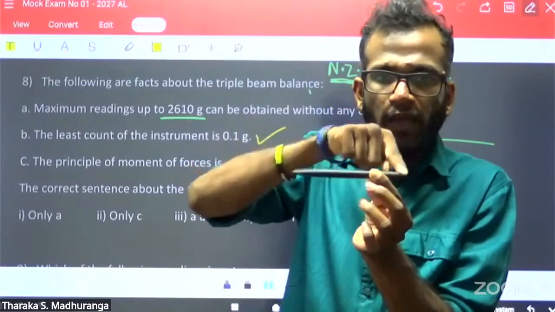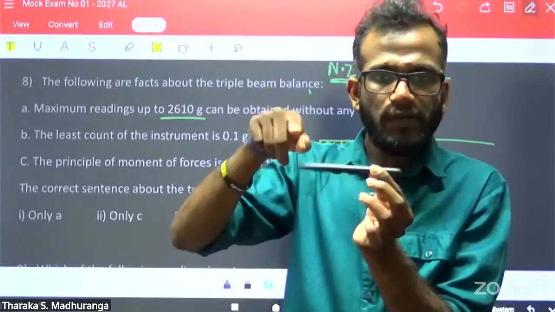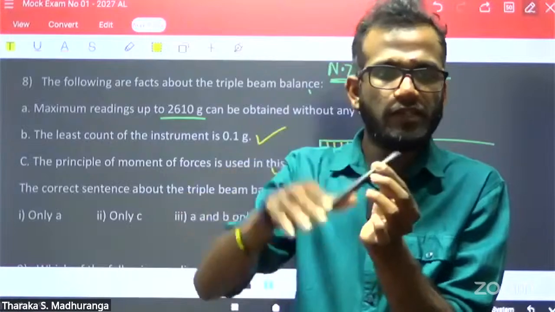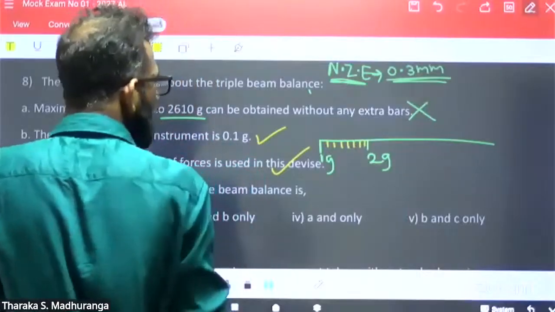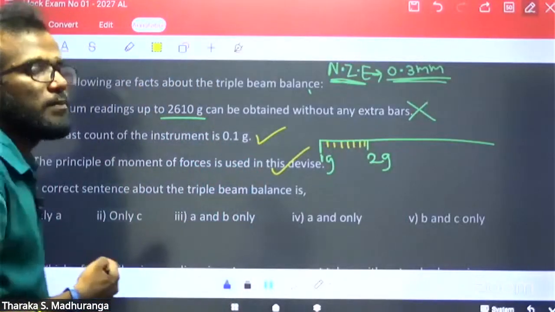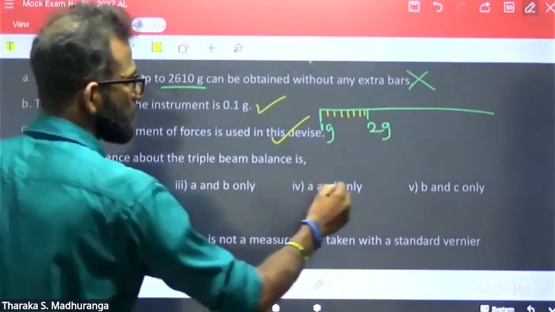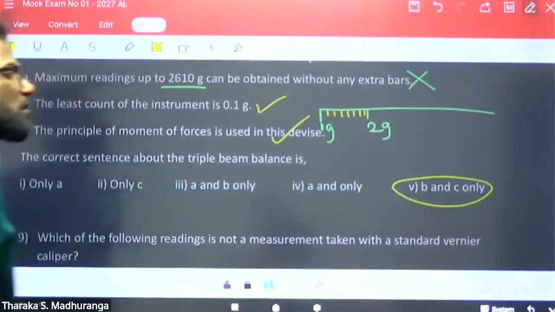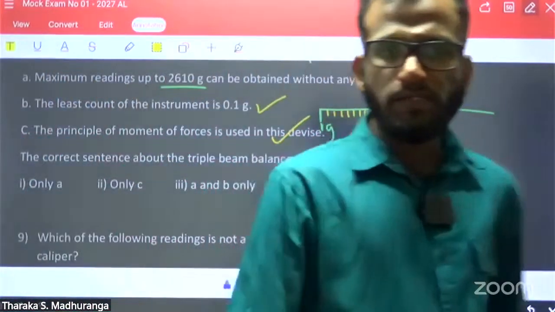When we keep any object on the measuring plate, what happens? The indicator goes up, and when it is released, it goes down like this. The moment of force mechanism is used in the triple beam balance, it is correct. The answer is B and C. Any doubt you can ask?